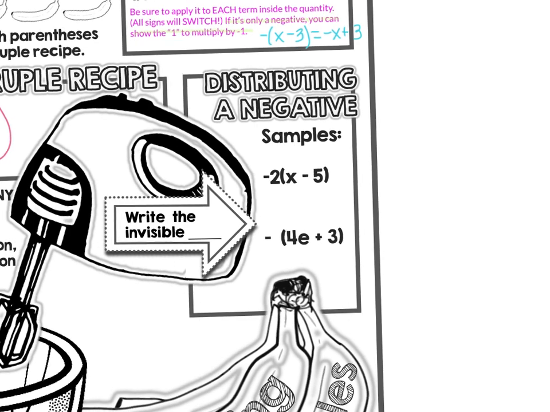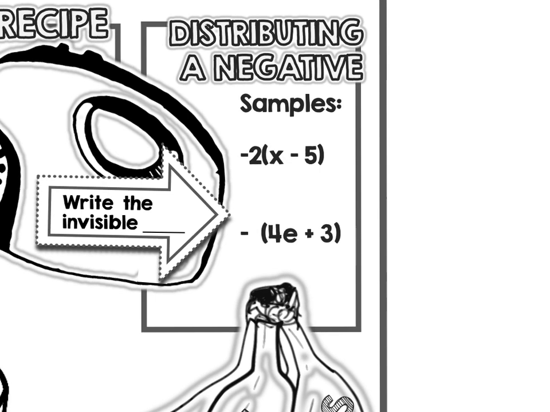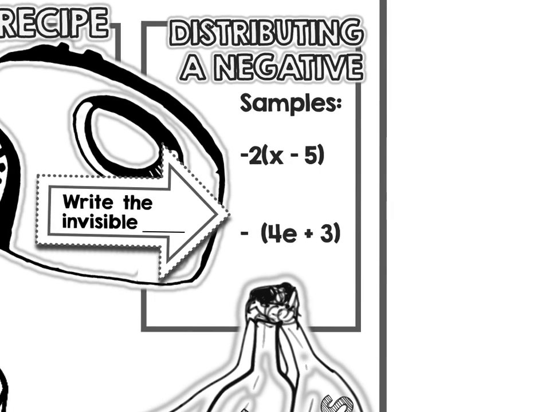Okay, we're going to go back to distributing a negative, and we're going to look at 2 examples of this. Here we have -2 times x minus 5. We're going to multiply -2 times x, which becomes -2x. Then we're also going to multiply -2 times -5, and a negative times a negative is a positive 10. Or you could look at it as 2 times 5, which is 10.